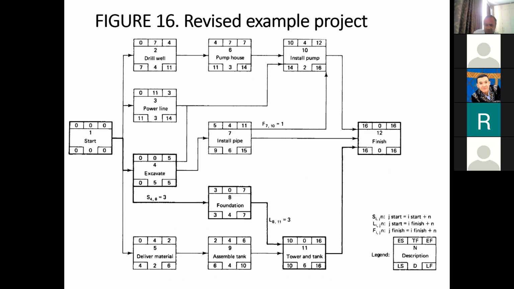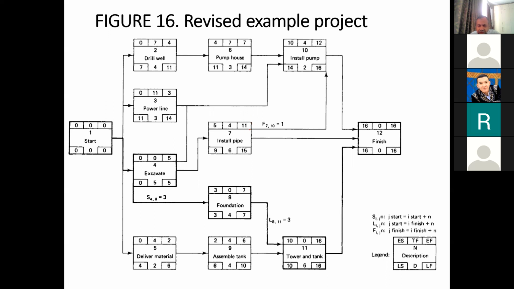So the diagram which I am showing is the revised example. What is the revision which has been made? The revision is that we have introduced 3 changes. So the first change is this one.